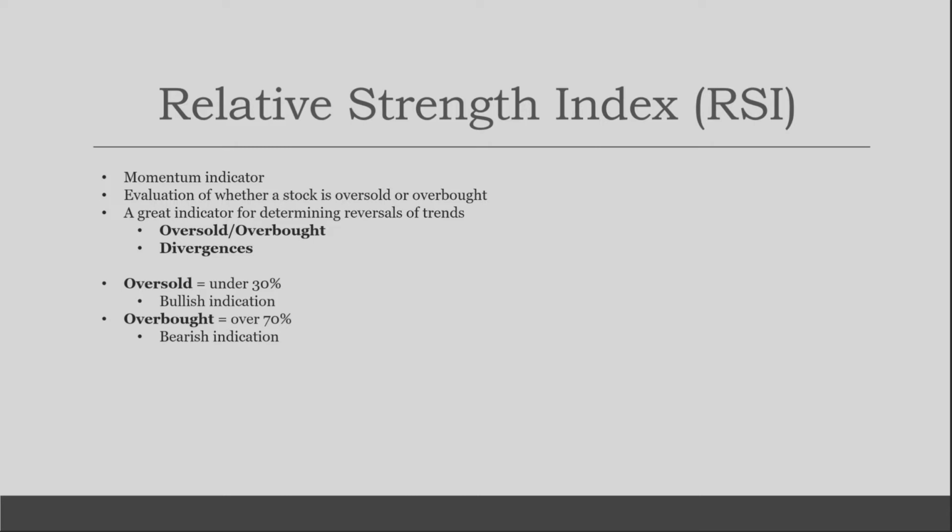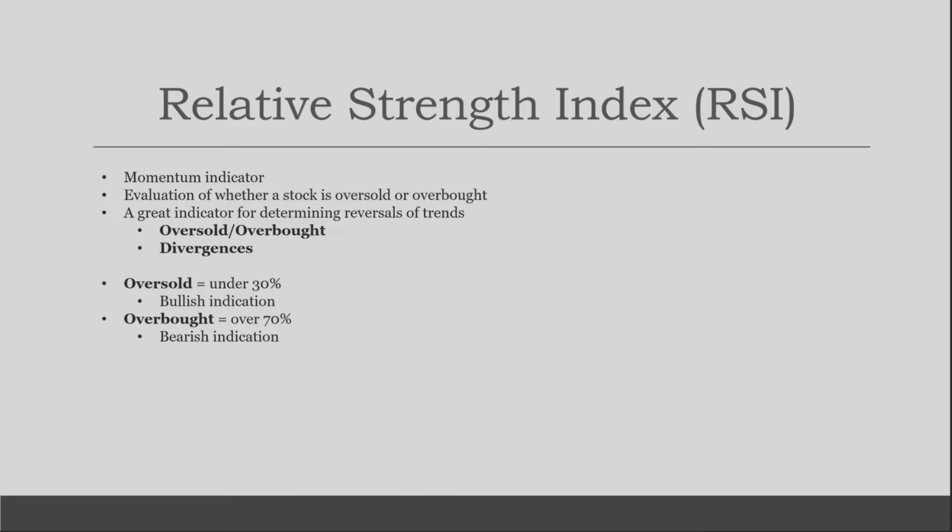The first strategy, which in my opinion is a weaker strategy, is known as the oversold overbought method. The stronger and more reliable strategy is known as divergences on the RSI. I will explain these in my example.